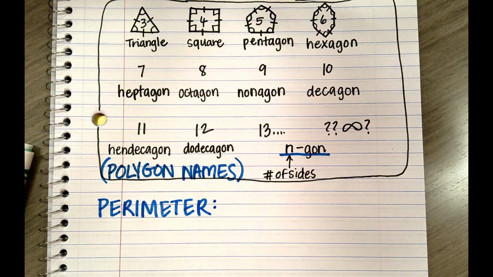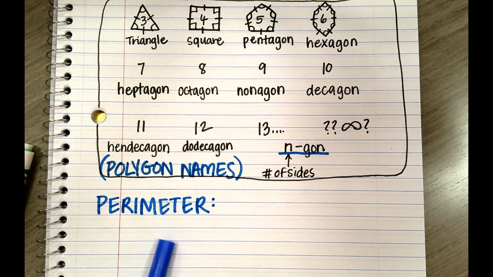Sides, yes. The perimeter is all of your side lengths added together. So it's the distance or the length around the outside of the shape. That's your perimeter. Like the fence. If your shape was the yard, the backyard, your perimeter is the fence that goes around it.